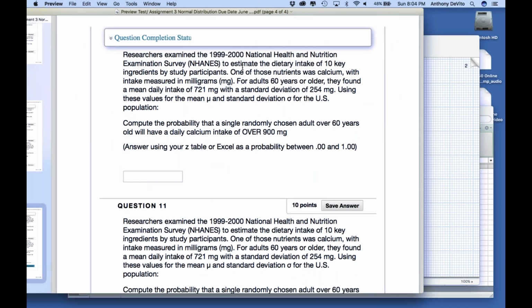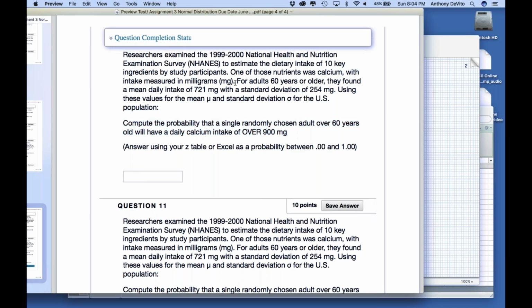Researchers examined estimated dietary and technical ingredients. One of the nutrients was calcium, in milligrams, for adults over 60 years old. They found the mean intake was 621 milligrams, with a standard deviation of 254 milligrams. Using these values for the mean and standard deviation, sigma, for the United States population, compute the probability that a single randomly chosen adult over 60 years old will have a daily calcium intake over 900 milligrams.